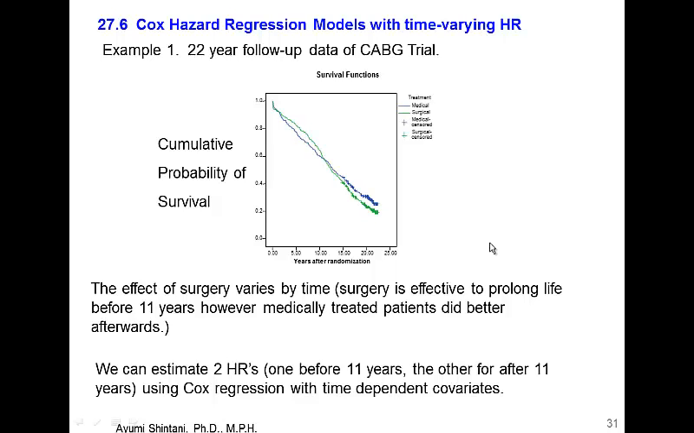Instead, we use a Cox model which can detect a time-varying hazard ratio, which means a time-varying effect of the treatment. This is for another video.